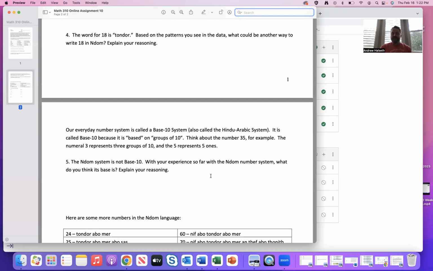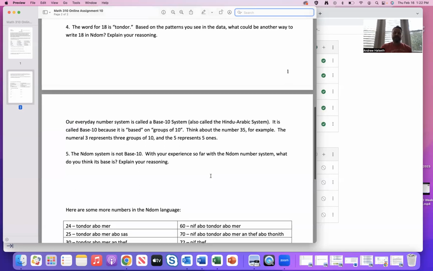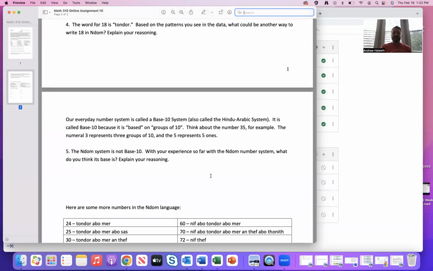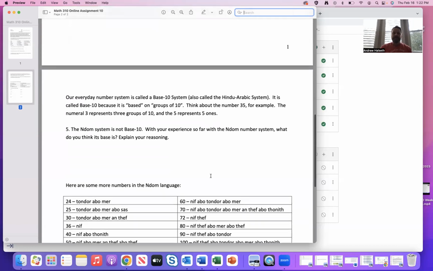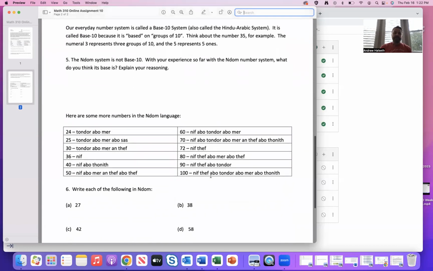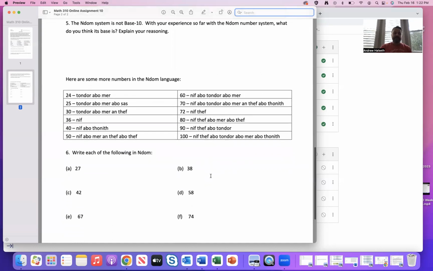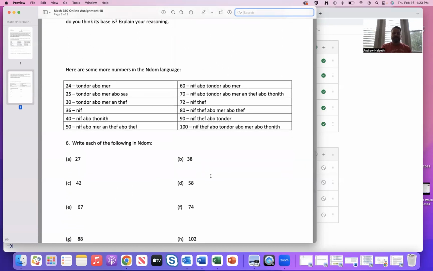So look at this system here that we're not familiar with. Does it look like base 10, or is it something else? See if you can think of maybe what kind of base they are using. And then there's some more translations, and now you might be able to piece together, can you translate those numbers?